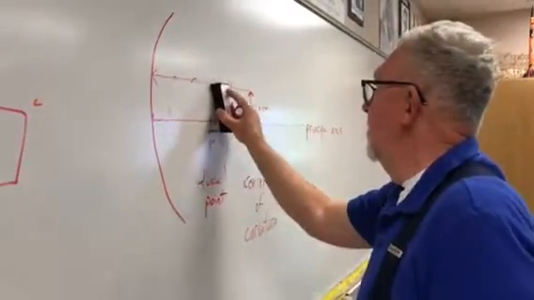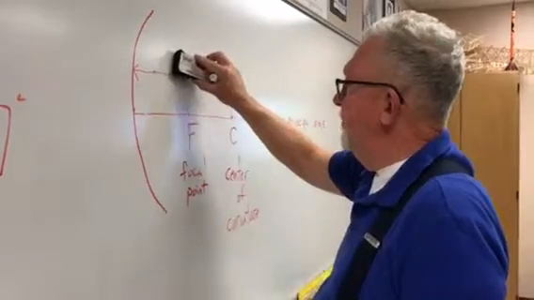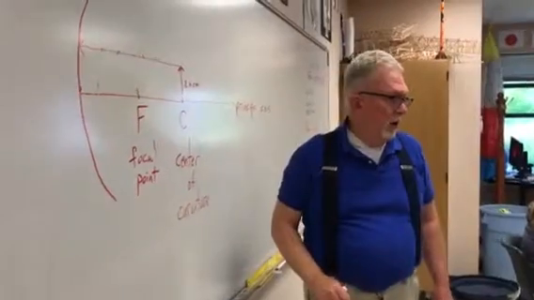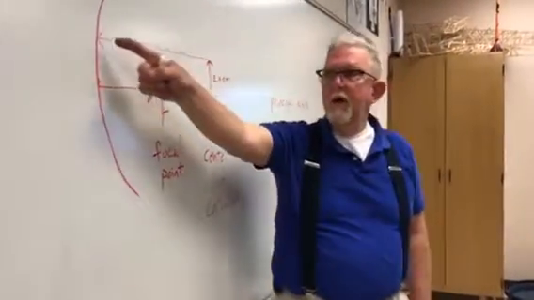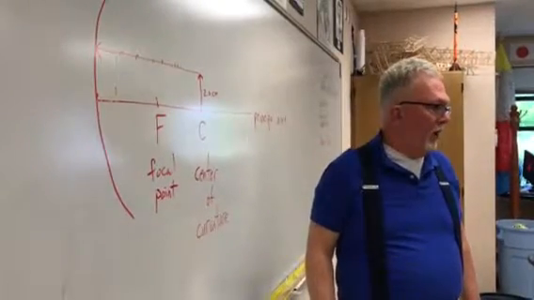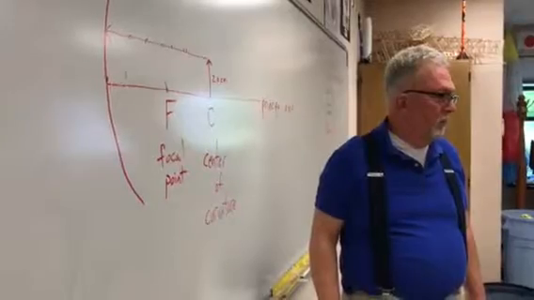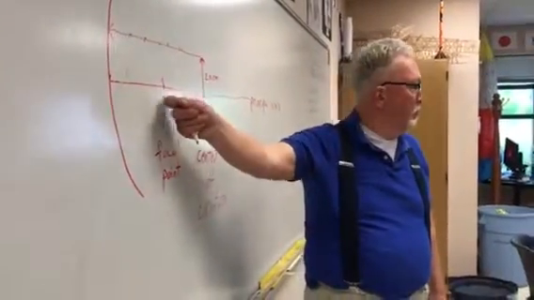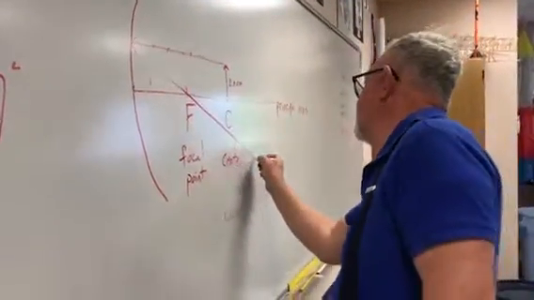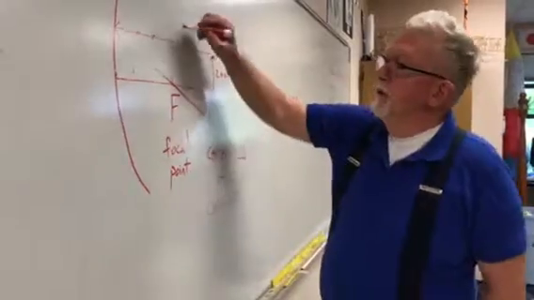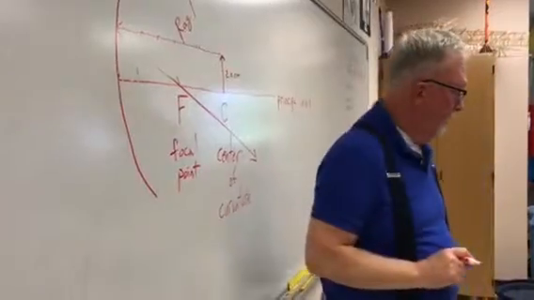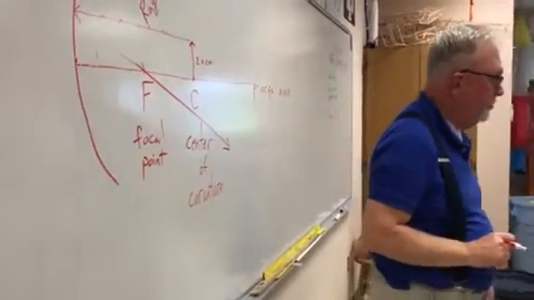And Matthew, what do you think is going to happen to the reflected ray? Where is it going to go? Where is this ray going to go as it leaves? It's going to go down. Yeah, but which place will it go through? F. It'll go through the focal point, which is what focal point means. Not that it matters a whole bunch which one you call which. That's ray 1.